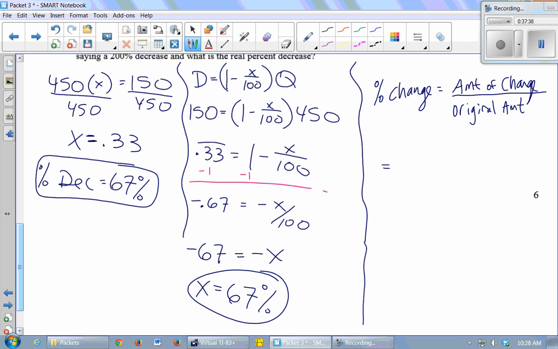Okay, so how much did I change by to go from 450 down to 150? How much was that change? 300. And I would divide by my original amount, which is 450. And you get 0.67, which is 67%. Yeah, you can call that delta change. I rounded. It's 0.66666666.